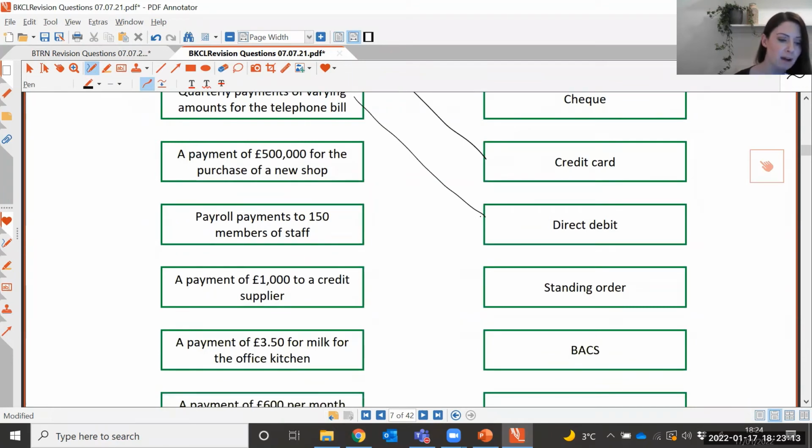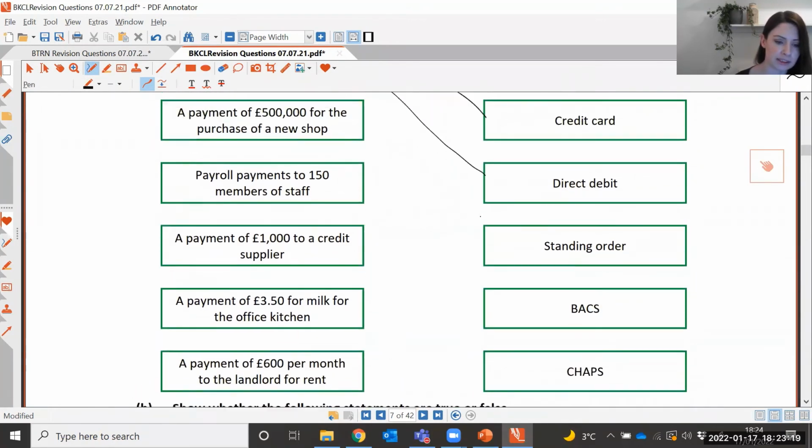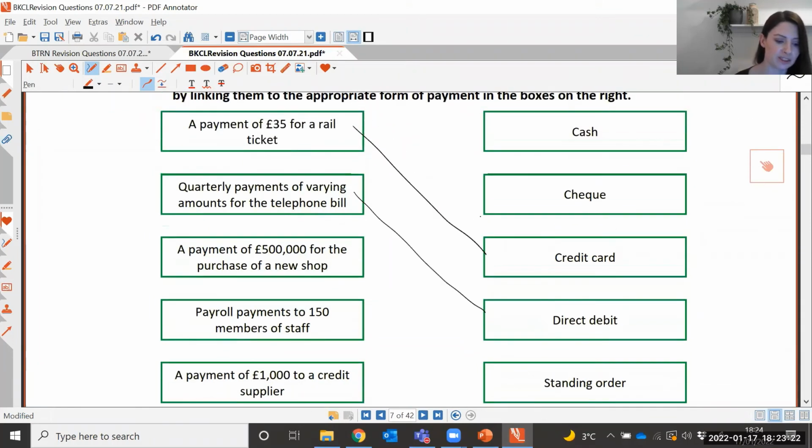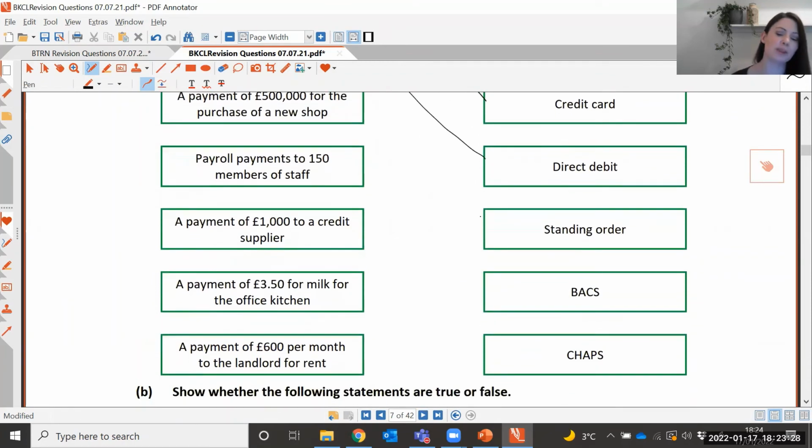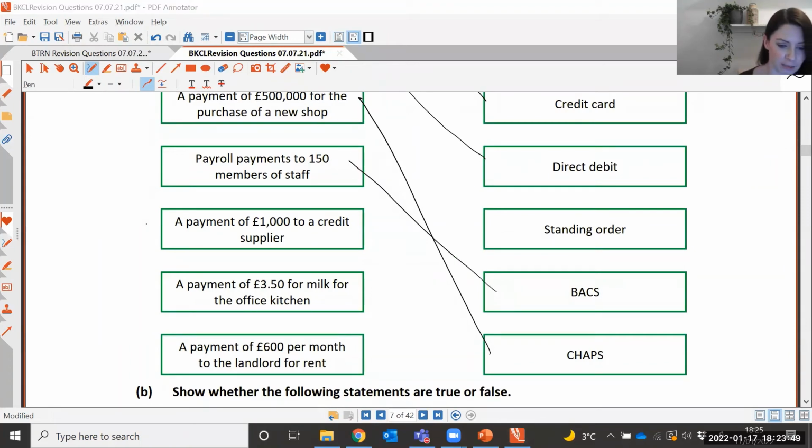A payment of £500,000 for the purchase of a new shop. So these are your options. Good, yeah, CHAPS, good. So CHAPS is when you're bank transferring a large sum of money. Payroll payments to 150 members of staff. BACS, yeah. Sorry, the chat box is covering my screen. So a payment of £1,000 to a credit supplier.